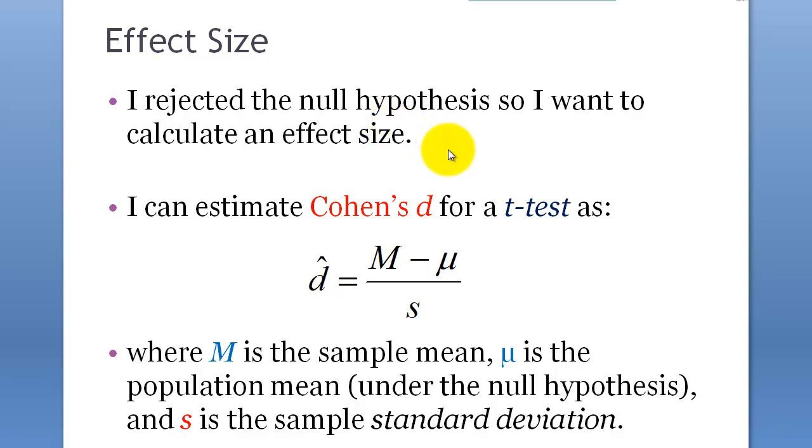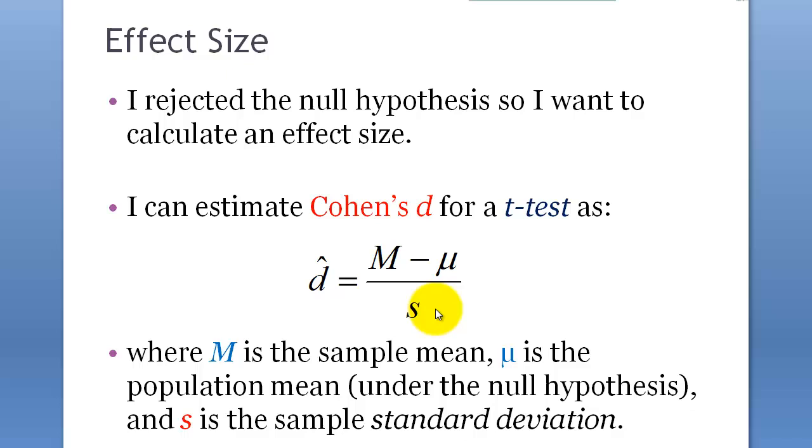Rejected null hypothesis means saying there was an effect. So when there's an effect, we want to talk about how big the effect was or could be. And so okay, it's the same old Cohen's d, and for t-test, there's nothing new basically.